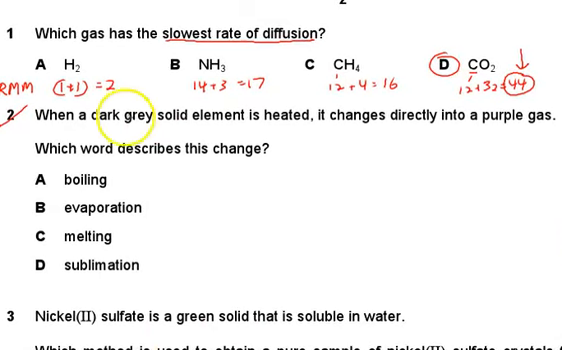Number 2. When a dark gray solid element is heated, it changes directly into purple gas. Now we have a solid to gas. Solid to gas should be sublimation. Now let us move to question number 3.